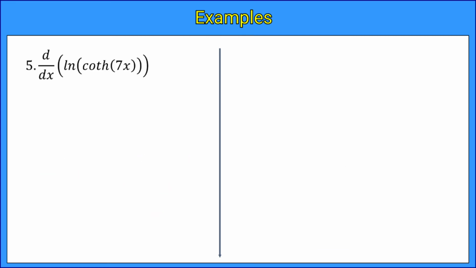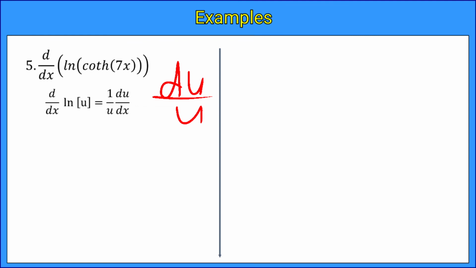Alright, so let us move forward right now to our last example. We're going to find the derivative of the natural logarithm of hyperbolic cotangent 7x. And as you remember from our previous topic, the rule for finding the derivative of a natural logarithm is 1 over u times du over dx, or to simplify it, du over u. So for the derivative of our natural logarithm, simply du over u.